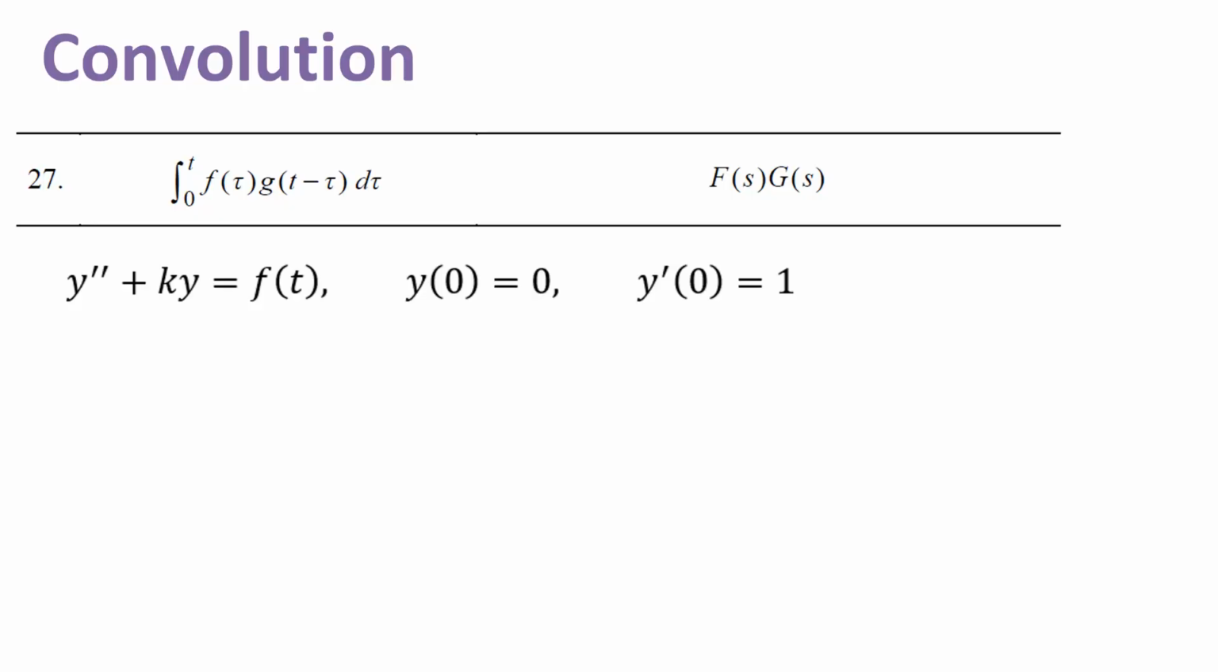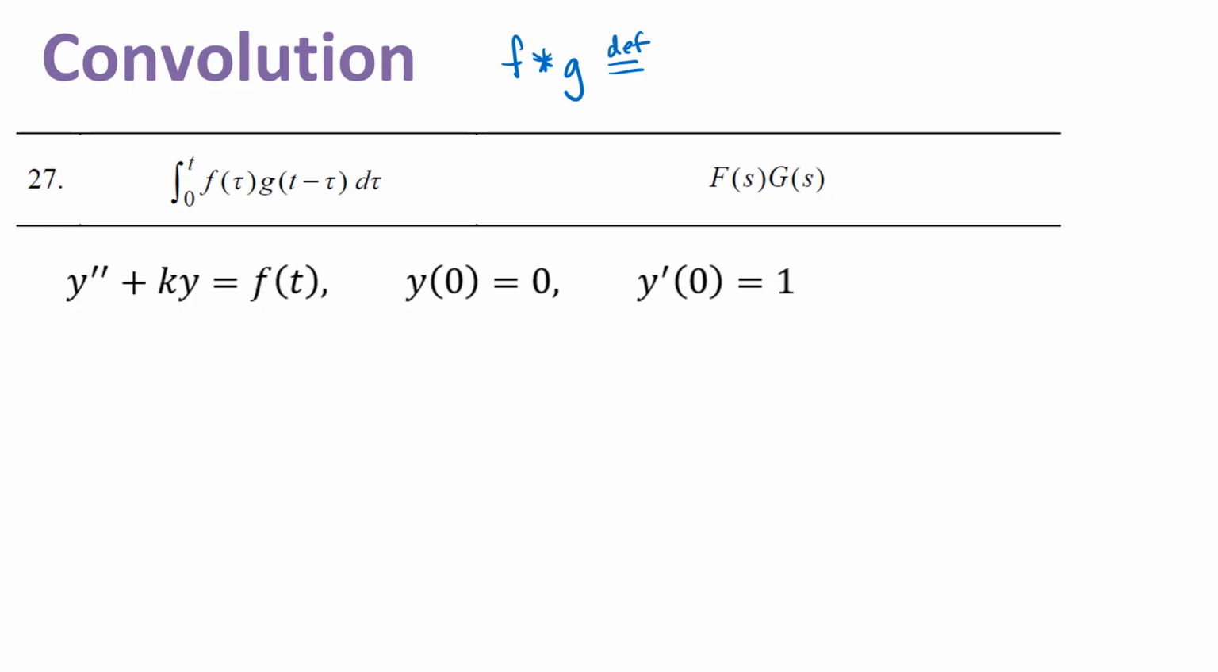Hi, in this video we're going to look at an example of using convolution to solve a differential equation. So we talked about in class the definition of the convolution of two functions. So I'll just go ahead and write that up here at the top. We use this star asterisk to denote the convolution of f and g.